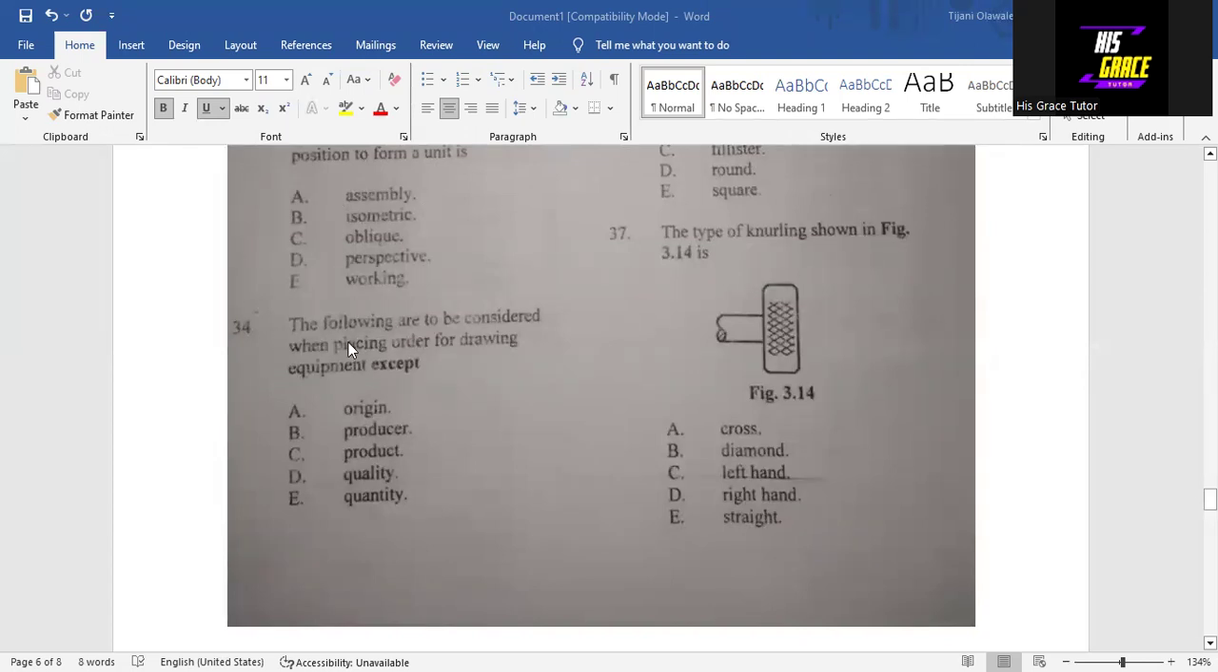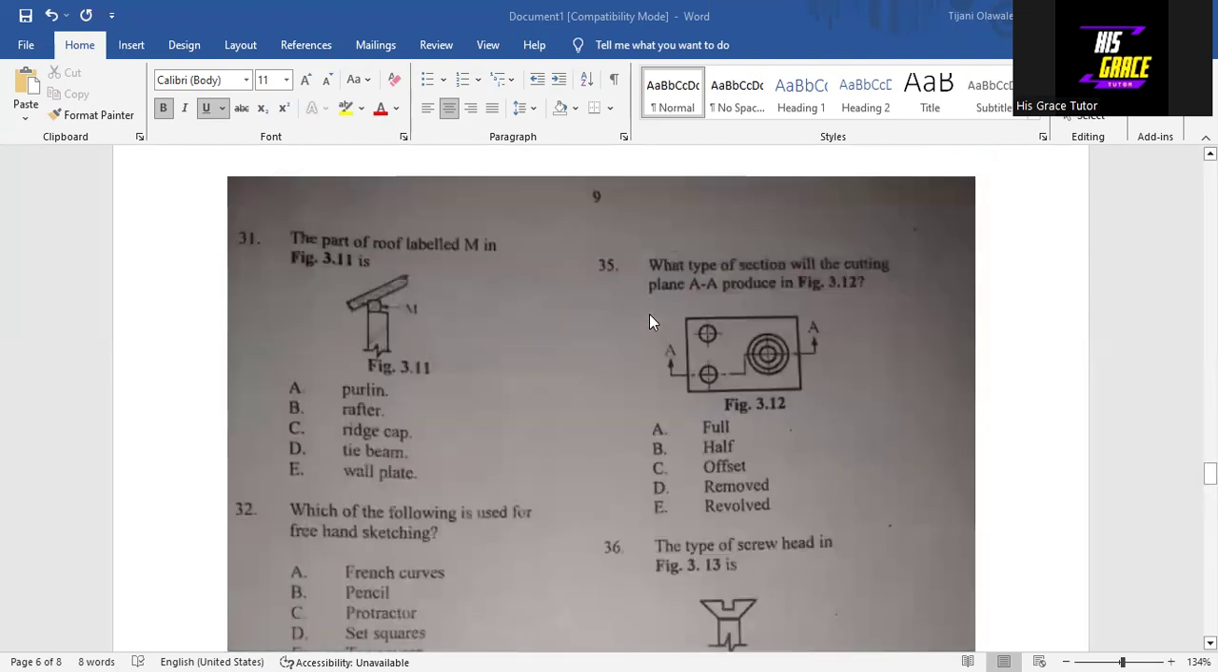Question 34. The following are to be considered when placing order for drawing equipment except origin. That is option A is the answer to that question. Then question 35 says that what type of section will the cutting plane AA produced in figure 3.12? So the answer is an offset section. It's an offset section when you see a cutting plane that goes in this direction, trying to reveal maximum features on the object. So we have it to be an offset section.